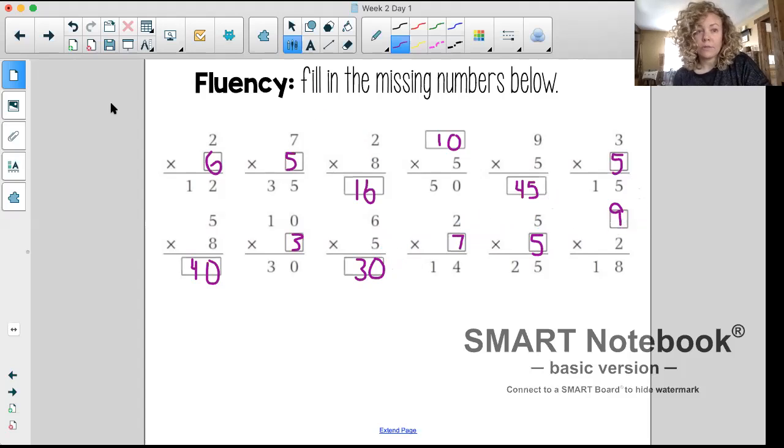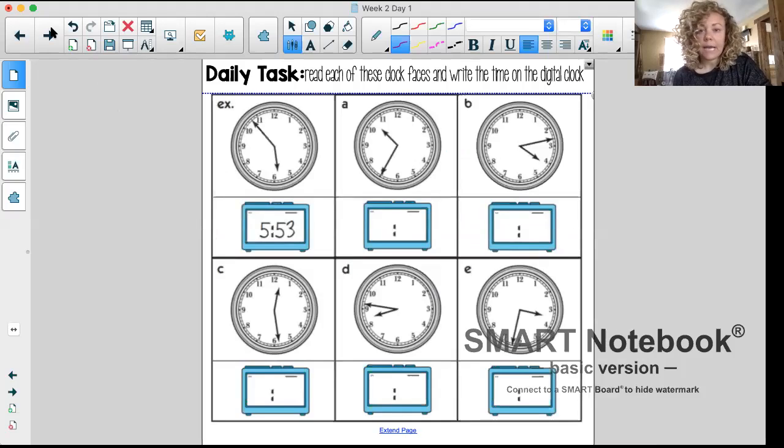Okay, there's your fluency. Let's move on to your daily task, time telling. So the first one is done for us. We can look at that first clock and they already gave us the answer there on the digital clock. I'm gonna write the answers on the digital clock. And that clock, it's 5:53.